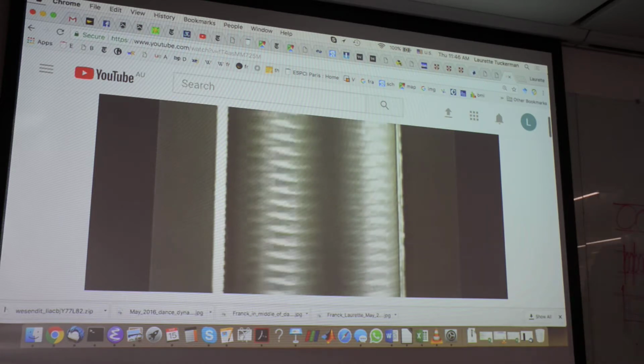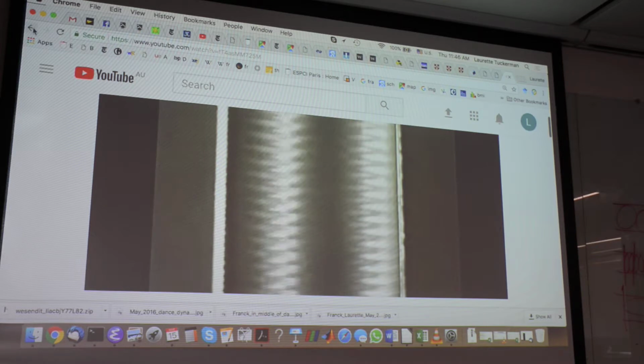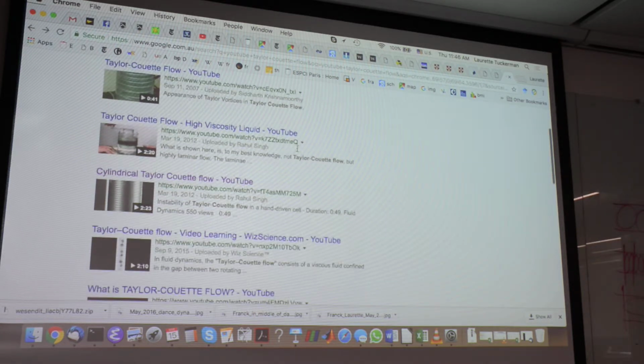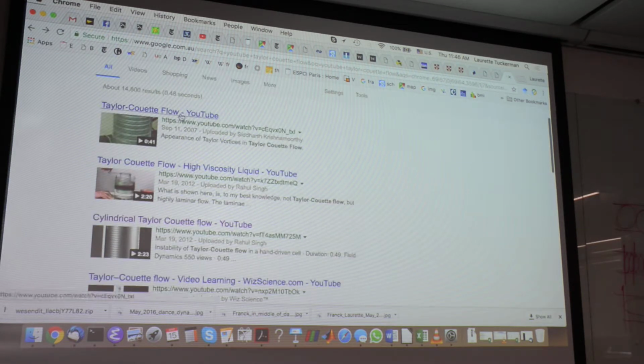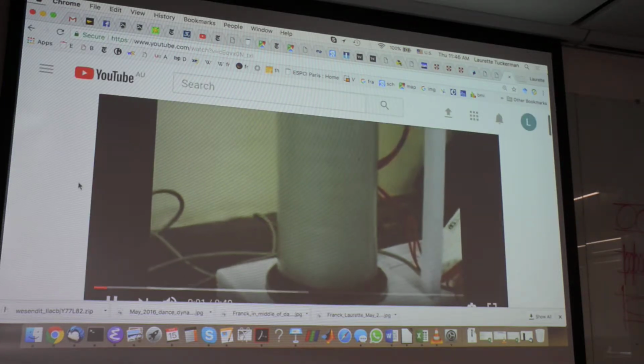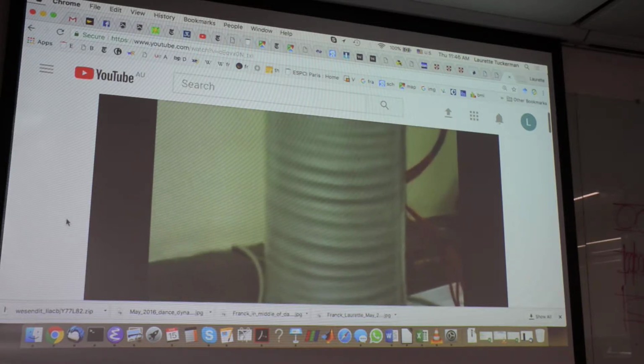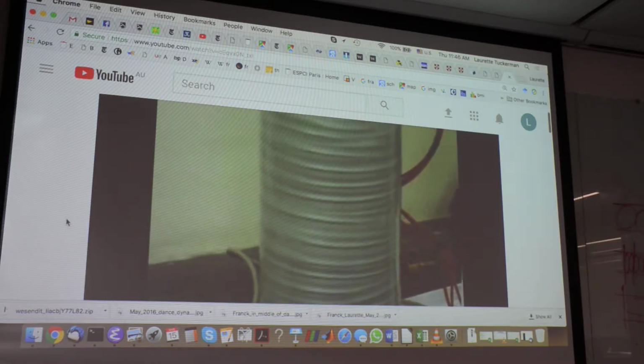This is not very good. Not a very good movie. Is there a better movie someplace? Some of them are too long, too much talking. Let's see what happens here. Okay, here's the appearance. That's pretty clean.